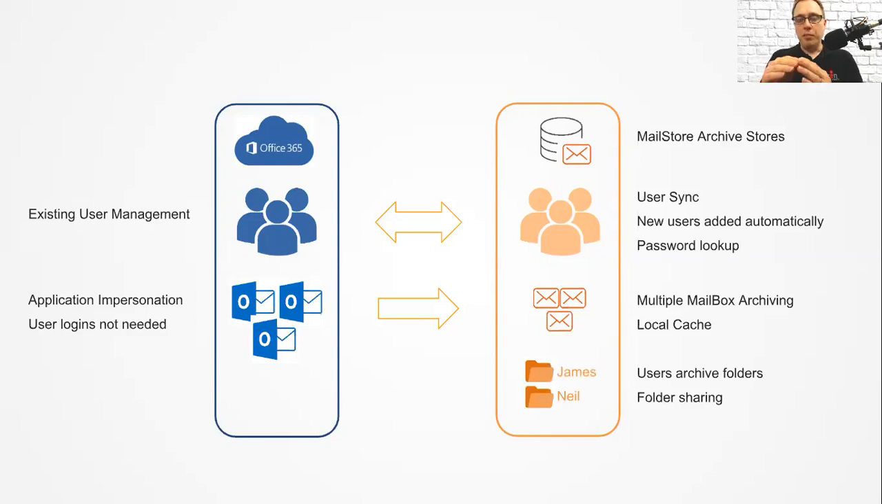Those archives then get separated and sorted into users' archive folders. So even though it's one archive within MailStore, from a user's point of view, they see their own messages that were archived from their mailbox in 365. And like I said before, you can share those folders out between users.